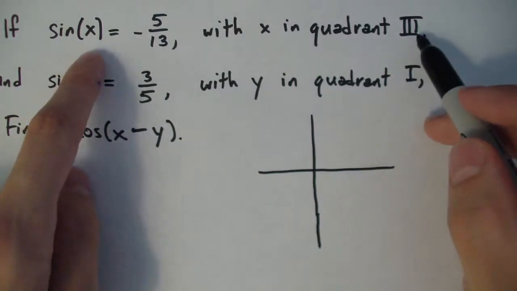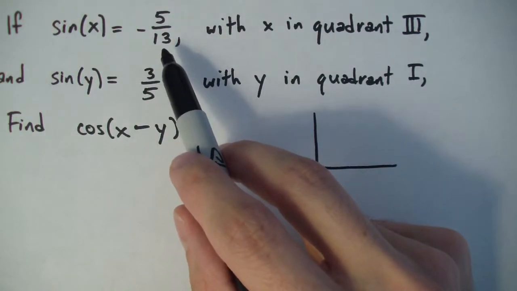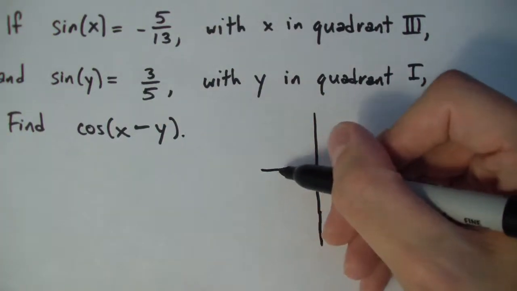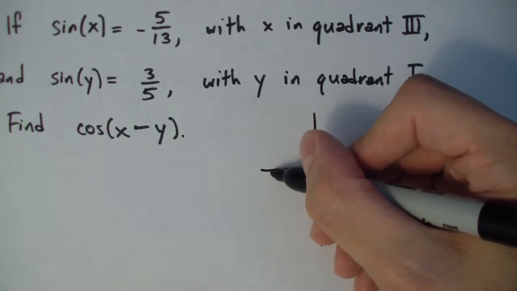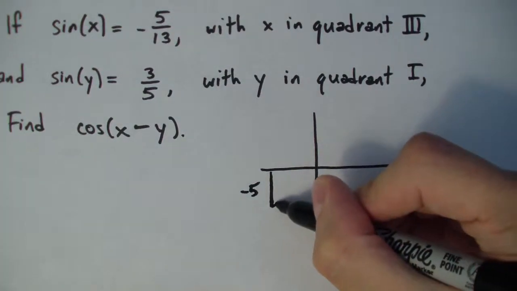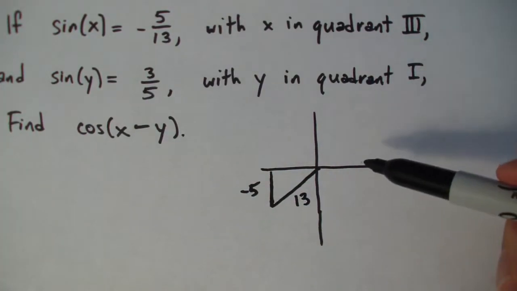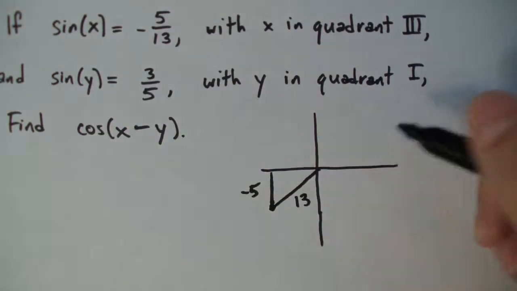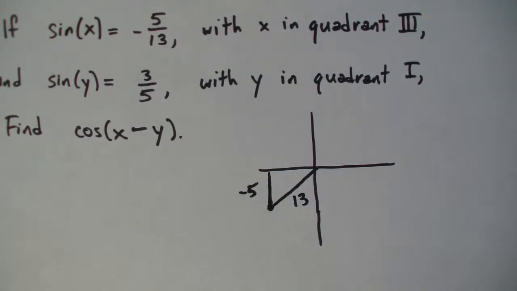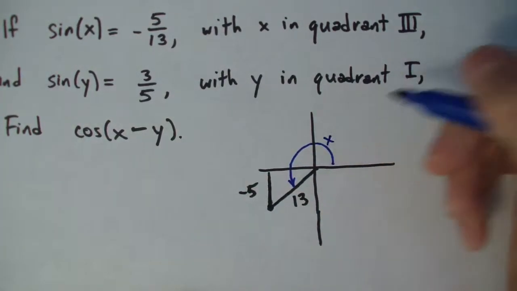So for x, well, we know that x is in quadrant 3, so x is down here somewhere. And we know that sine of x is negative 5 over 13. Well, the negative comes from the fact that it's in the third quadrant, so it has a negative 5 here. And then it's over the hypotenuse. Remember, that's the definition for sine of an angle through a point. It's opposite over hypotenuse. So this angle is x.